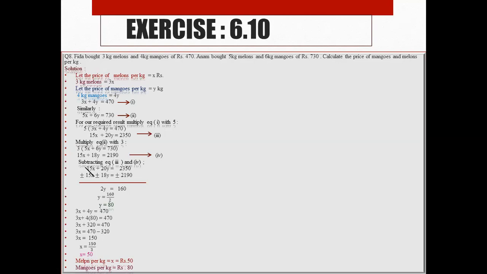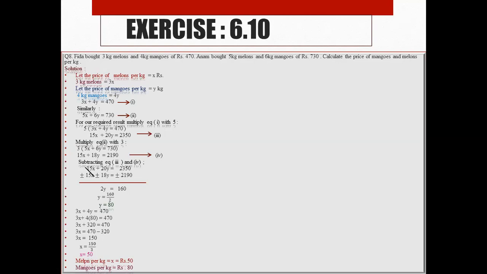Equation 3 and equation 4, in these two equations, the coefficients of x are same, 15x and 15x. And also both signs are same. So when we have the same sign, what will we do? We subtract the equations, because we can eliminate any variable if the signs of variables are different. Plus and minus, then we can cancel them. Now we subtract both the equations, we eliminate x, y will be left with us.